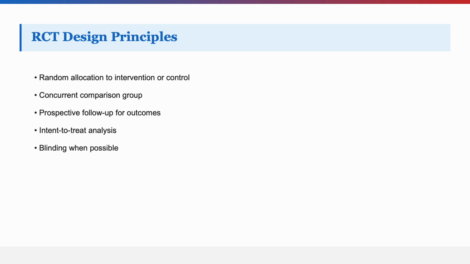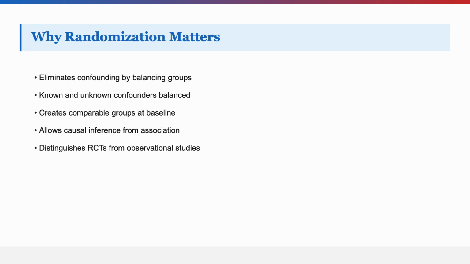Blinding prevents knowledge of assignment from influencing outcomes or their measurement. Single-blind means participants don't know their assignment. Double-blind means neither participants nor outcome assessors know. Triple-blind extends to analysts. Randomization is the key feature that elevates RCTs above observational designs. Let me explain why it matters so much.